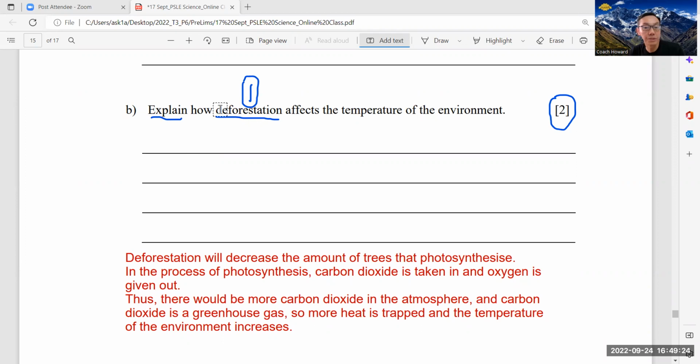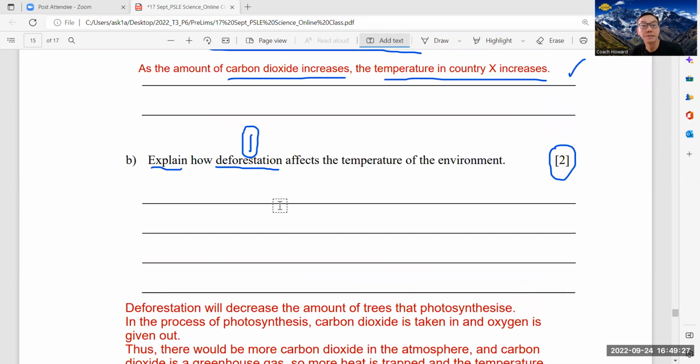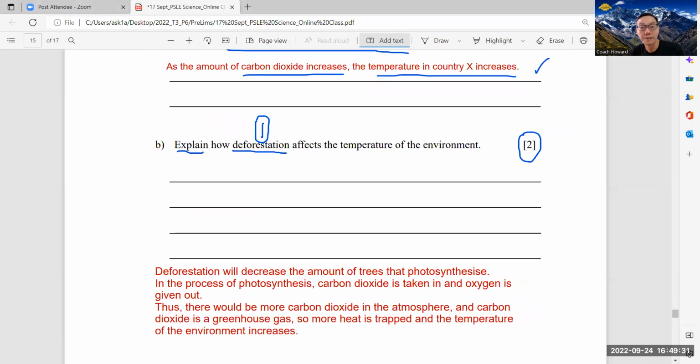Okay, let's continue to the next question. So this one is this part. The amount of carbon dioxide increases, and this will increase.